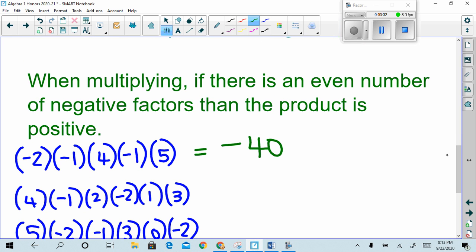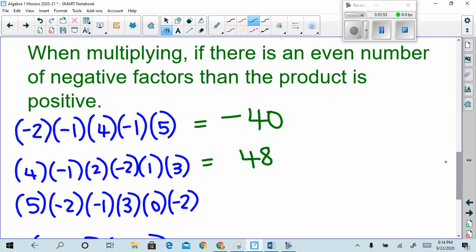Second problem, let's look across. 1, 2. Only 2 negative factors, so I know it's going to be positive, and now I just multiply without being worried about the signs. 4 times 1 is 4, times 2 is 8, times 2 is 16, 16 times 3, 48, and it's positive.